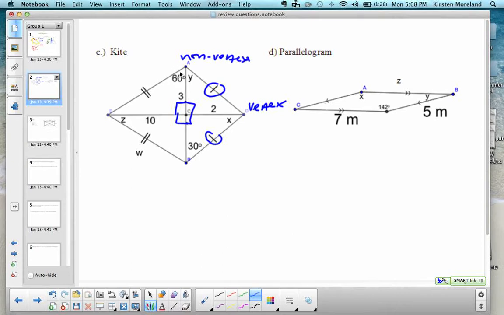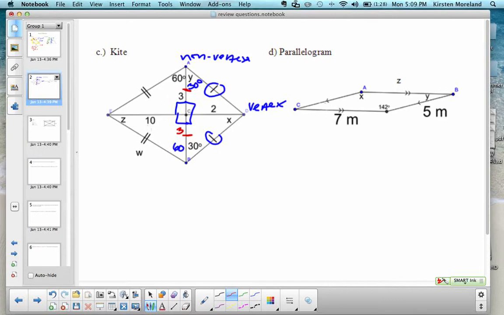Okay, what we know about those is those are congruent to each other, so this has to be 60 and y has to be 30 because they're congruent to each other. So 30 and 30, 60 and 60. The other thing we know is the non-vertex diagonal is bisected, so this chunk has to be equal to this chunk. So this would also be 3. Okay, and we know the other diagonal is 2 and 10, so that helps us.